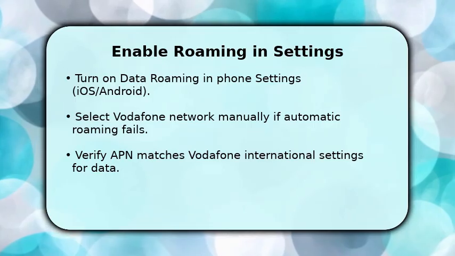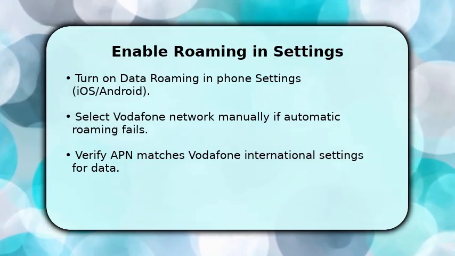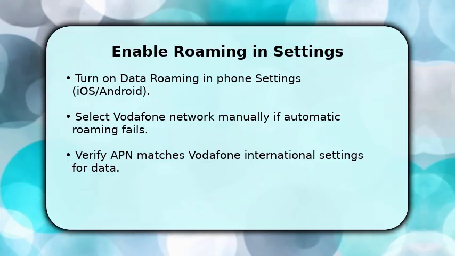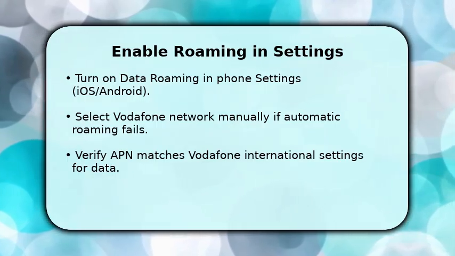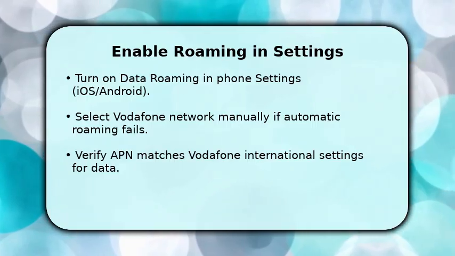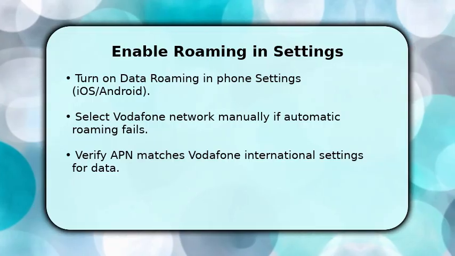For iPhone, tap cellular data options, data roaming, and switch it on. For Android, go to network and internet, mobile network, data roaming. Next, choose the carrier network manually if you don't connect automatically. This forces a registration attempt.